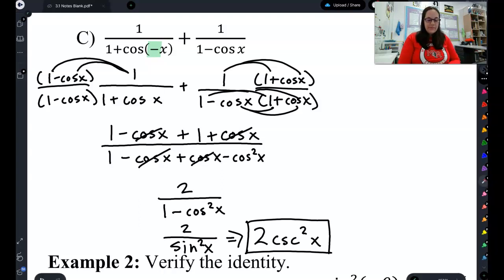Let's check your work. So I multiplied the numerators together, I got 1 minus cosine. Multiplied these numerators together, got 1 plus cosine. I combined those two numerators over my common denominator, which I FOILed. Ended up with 2 over 1 minus cosine squared. We know from the Pythagorean identities that 1 minus cosine squared is sine squared. And I could bring this sine squared up to make it 2 cosecant squared.